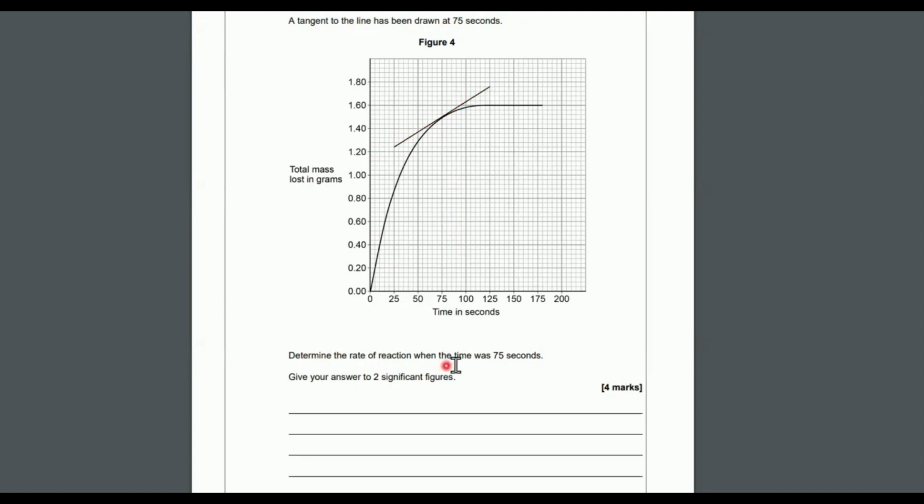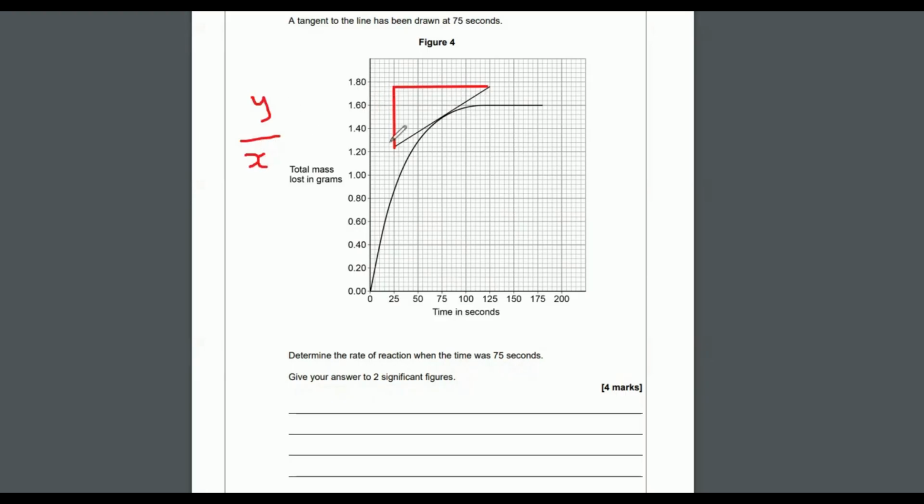Okay. So what do we have to do? They want us to determine the rate of reaction using the tangent line. Well, what we need to do is find the gradient, and we do that by doing y divided by x. Now, the y-axis is the vertical axis and x is the horizontal. So all you need to do here is divide y by x and give your answer to 2 significant figures. Y over x to 2 sig.